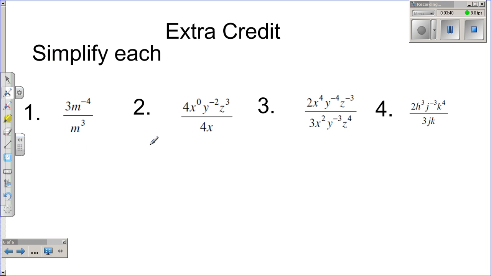Alright, so here's your extra credit. Try these 4 problems out. Write down the problem, the number, the problem, show your work, turn this in to Mr. Riddle, and get that extra credit.